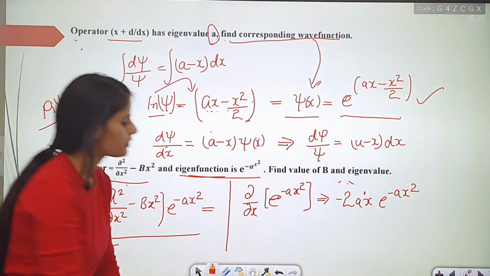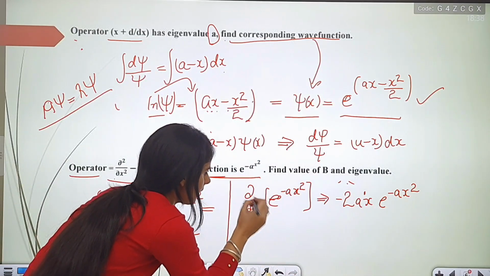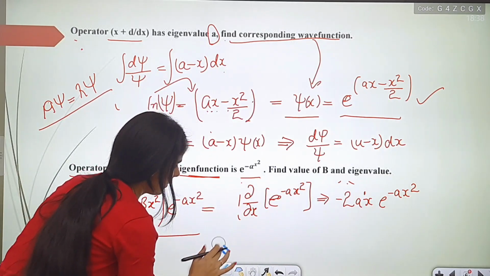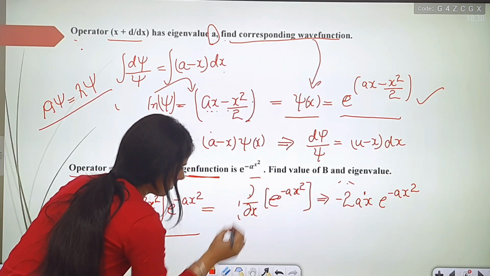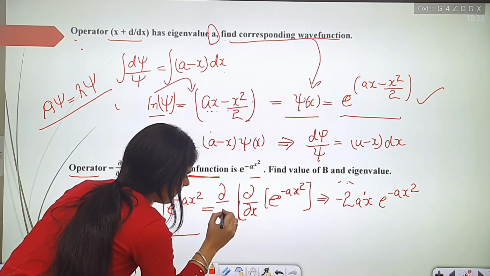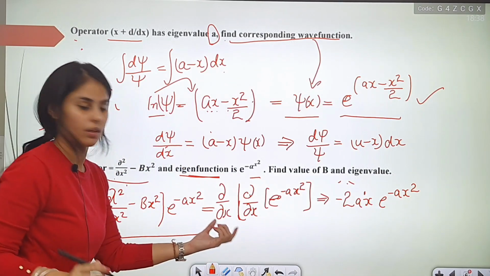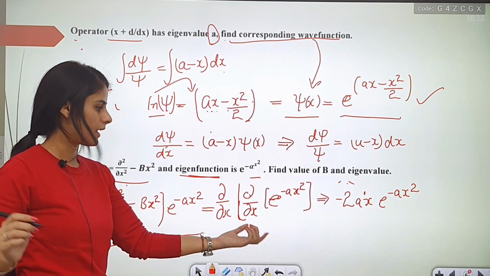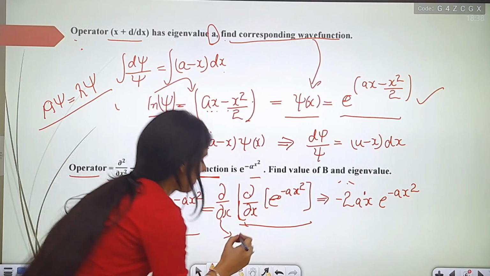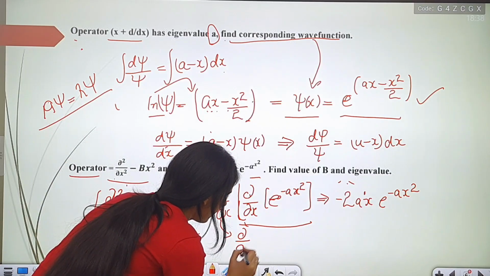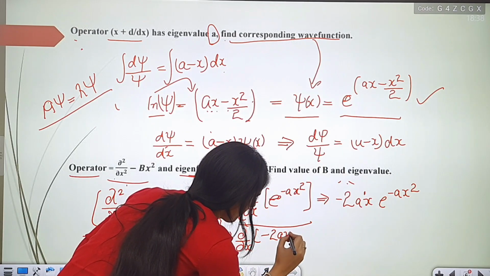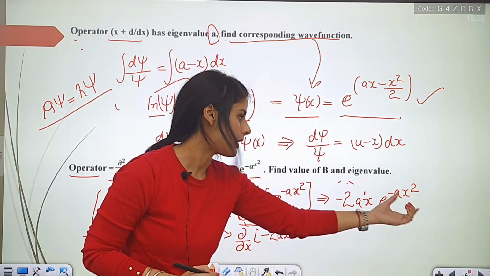Again we need to differentiate it for the second derivative, and I will write it like this. So del by del x into del by del x. So we just broke a double derivative into two single derivatives. We took the first part and now we are going to deal with the second one. So del by del x of minus 2ax in e raised to power minus ax square.